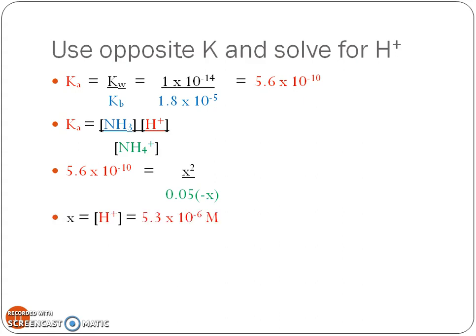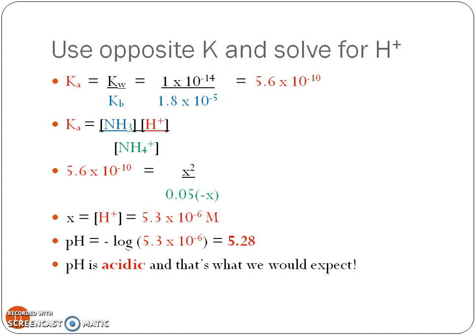So we're solving for H plus. And what are we going to do to that to find pH? You got it, negative log. So 5.28. That should make sense, right? It should make sense that we're starting with that weak base. We're adding a strong acid. So at the equivalence point, we should actually be less than 7. So that's what we should expect.